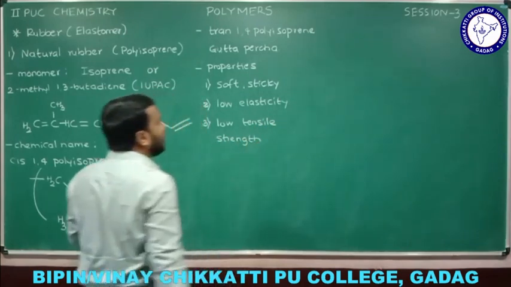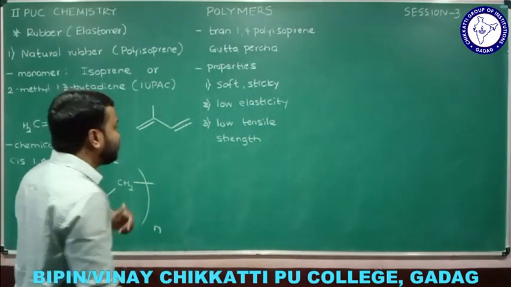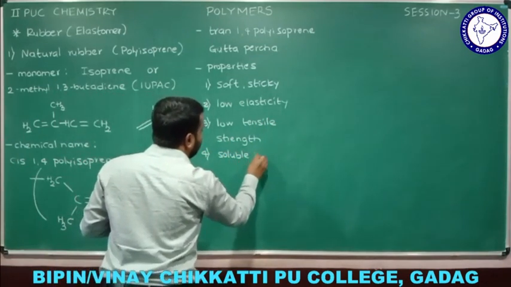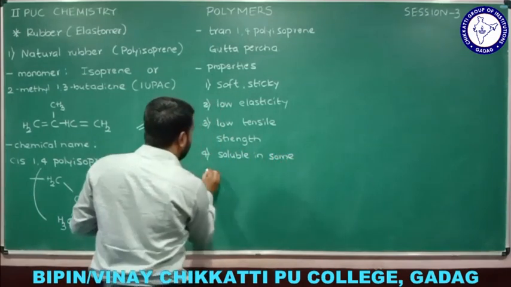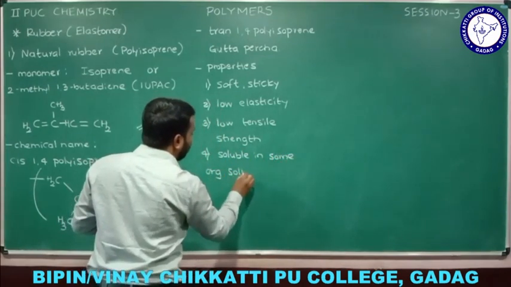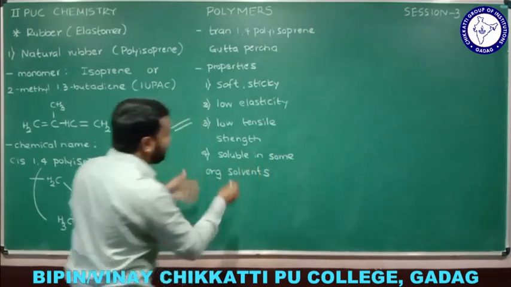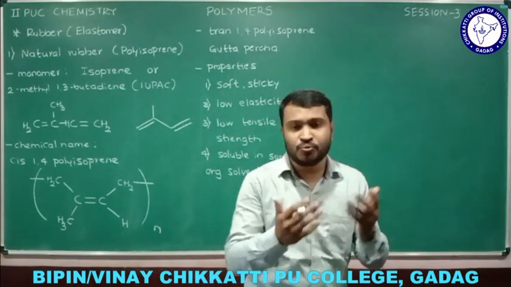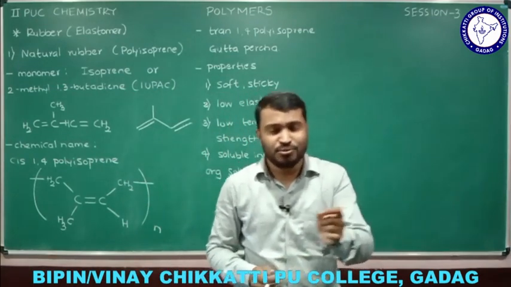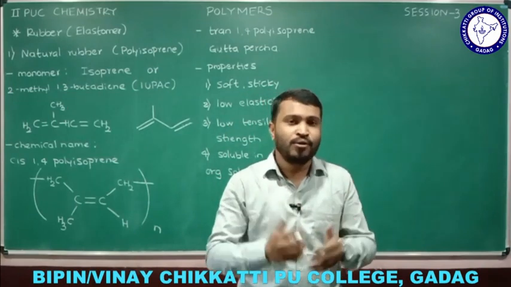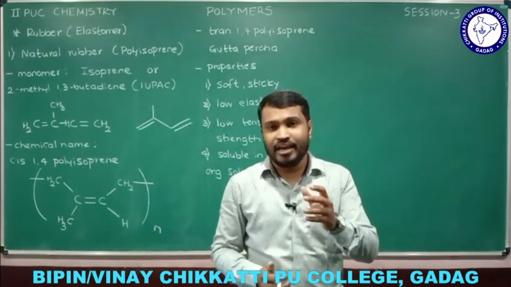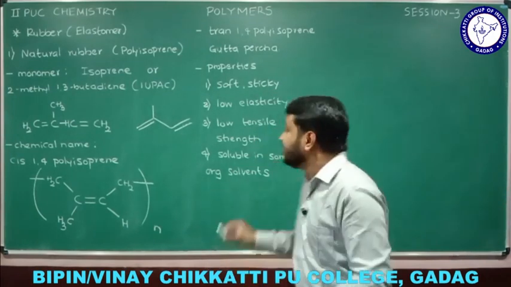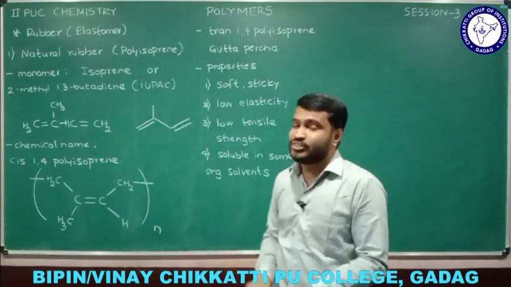Low tensile strength. If you apply high pressure, it is going to break, and it is soluble in some organic solvents. That is actually the properties of natural rubber. So from latex, what you get is natural rubber, which is too soft in nature, sticky, with low elasticity and low tensile strength, and of course it is insoluble in water but soluble in some organic solvents. These are the properties of natural rubber.